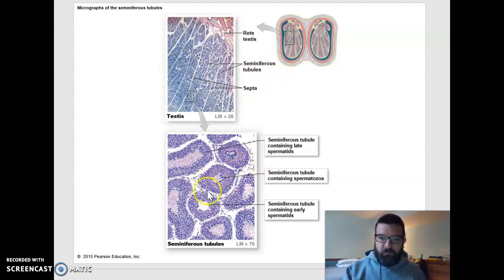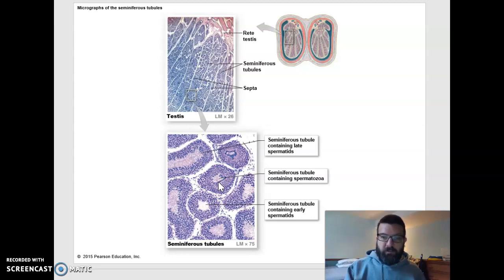And these seminiferous tubules on the outside have spermatogonia, and the spermatogonia will undergo mitosis and make primary spermatocytes, which are a little bit further in. Those primary spermatocytes will undergo meiosis I and make secondary spermatocytes, which are a little further in. And by the time we're all the way in here, we have immature sperm that are finishing up spermiogenesis.